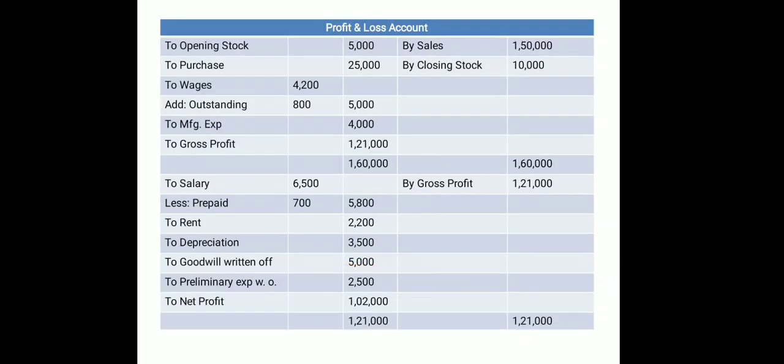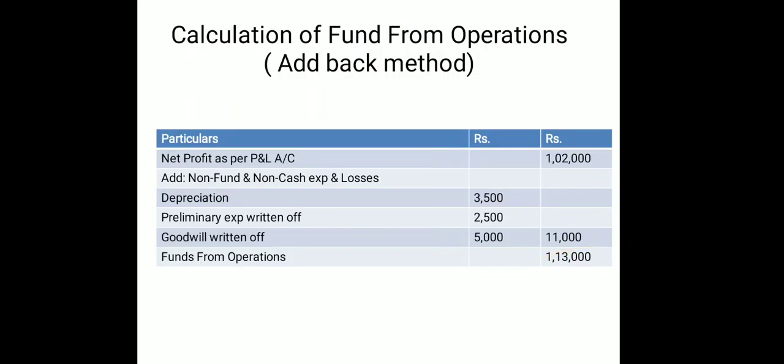So the direct method we can do in both ways. We can start from the sales, or if we are not interested in such a long calculation, because the calculation is already done in your trading account, we can directly start with the gross profit also. So I hope it is clear for you now. You can do however you want.